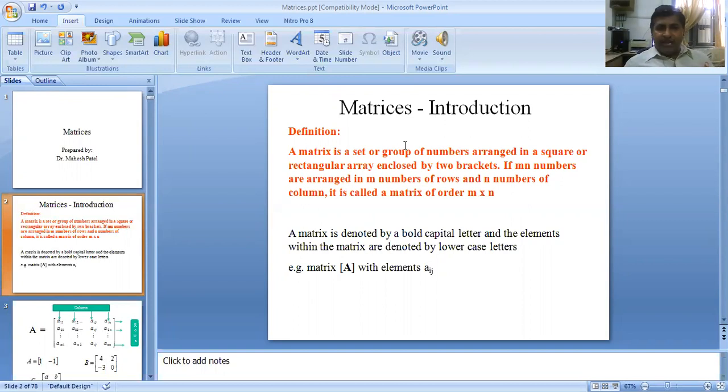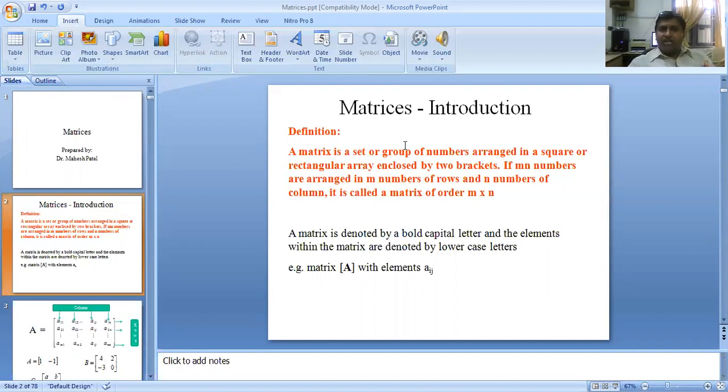So if we look at the formal definition, a matrix is a set or a group of numbers arranged in a square or rectangular array enclosed by two brackets. So when you arrange the numbers in rows and columns, you then enclose the array in a bracket. If mn numbers are arranged in m number of rows and n number of columns, it results in a matrix of m cross n order.